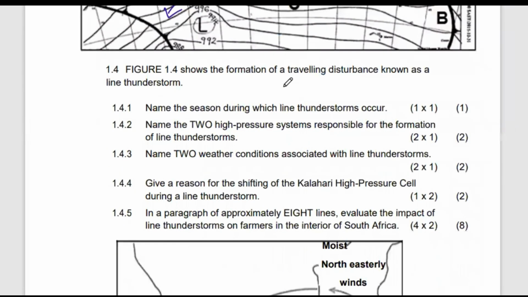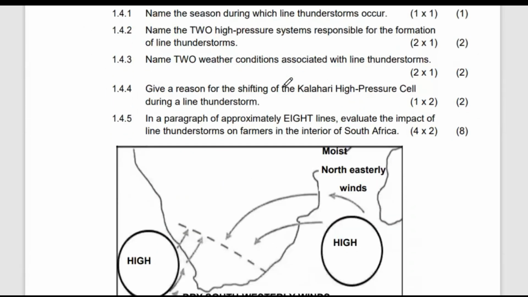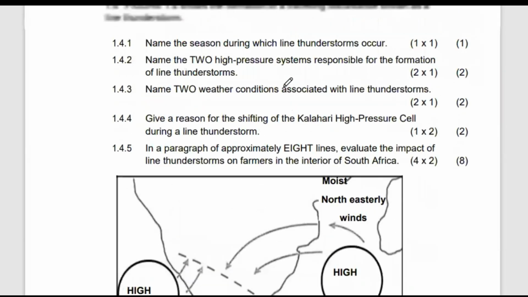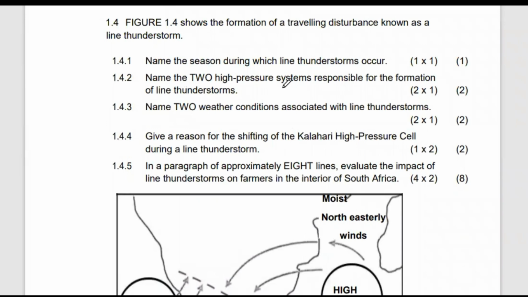Let us proceed to question 1.4, which talks about figure 1.4 shows the formation of a traveling disturbance known as a line thunderstorm. Right. So this is our figure below showing a line thunderstorm. Let's try to move faster. Question 1.4.1, they say, name the season during which line thunderstorms do occur.